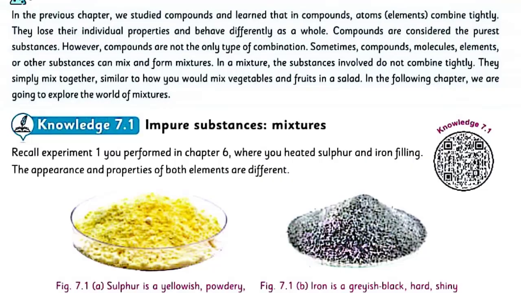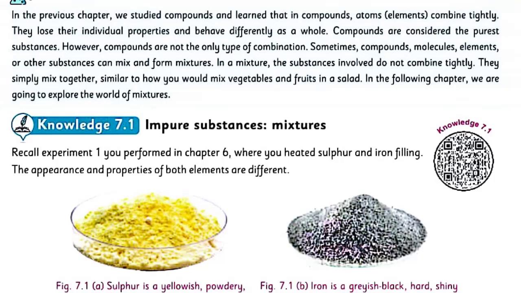In the previous chapter, we studied compounds and learned that in compounds, atoms combine tightly. They lose their individual properties and behave differently as a whole. Compounds are considered the purest substances. However, compounds are not the only type of combination.